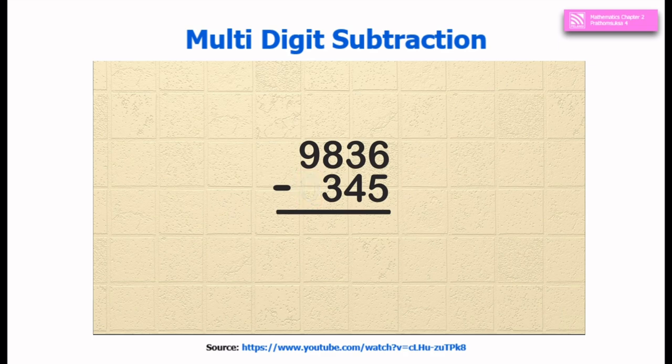Now we are ready to start subtracting. Don't forget to begin in the ones column. 6 minus 5 is 1. Next we subtract the tens column. 3 minus 4. Hold up. Do you remember what we need to do here? That's right, we need to borrow. Okay, we need to borrow from the hundreds column, so cross out the 8 and reduce it by 1. Then write the 1 in front of the 3. Now we have 13 minus 4, which is 9. Great job!